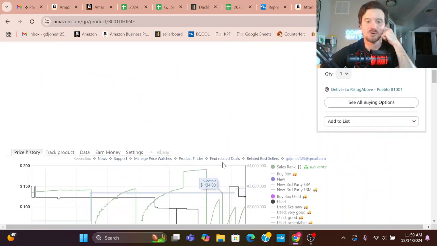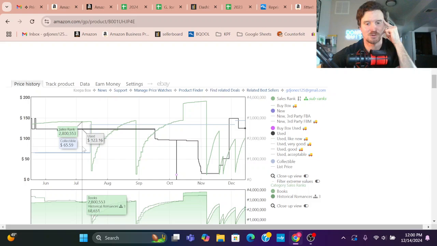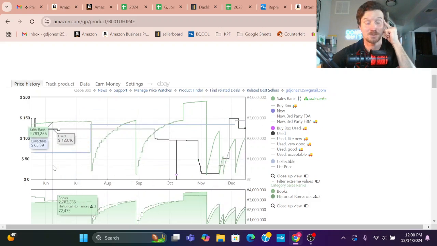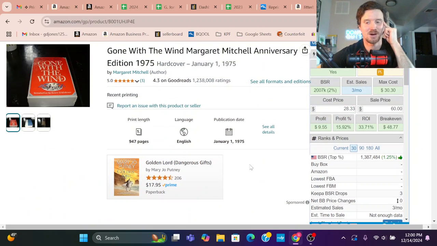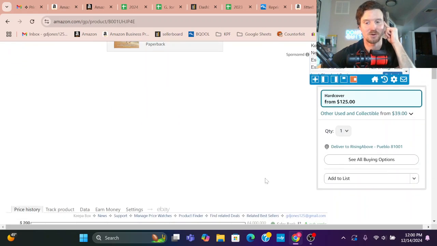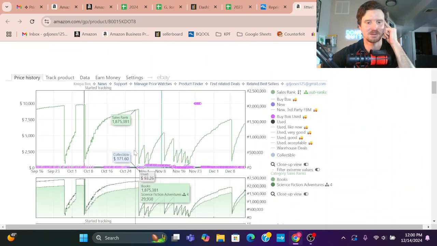But I wouldn't do it on this book, and that's just because it obviously does not sell. In the last 6 months it sold, looks like 6 times. So it sold 6 times in the last 6 months, so I'm not going to be going below a certain percentage of ROI. I'm going to keep it high. Let's see if this one's any better. It's a little bit better.